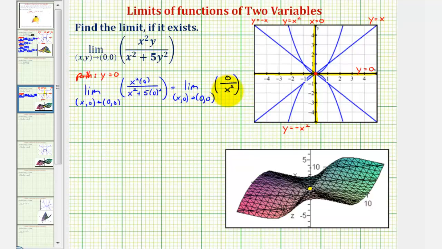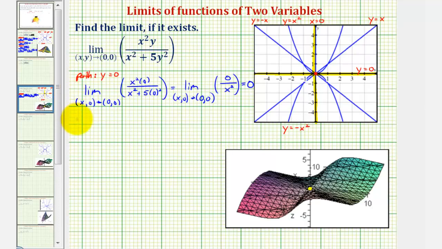Notice as x approaches 0, this would be equal to 0, and therefore this limit is 0. Even though when x equals 0, we'd have 0 divided by 0, we only care about the value this is approaching as x approaches 0. Now this does not tell us this limit is equal to 0. This just tells us along this path the limit would be 0.